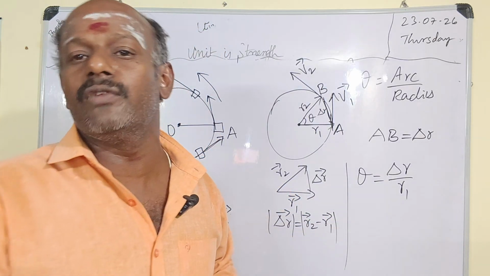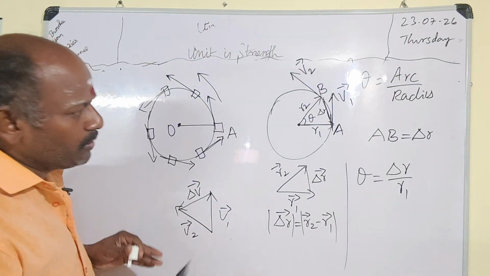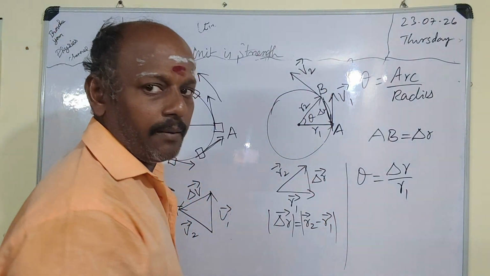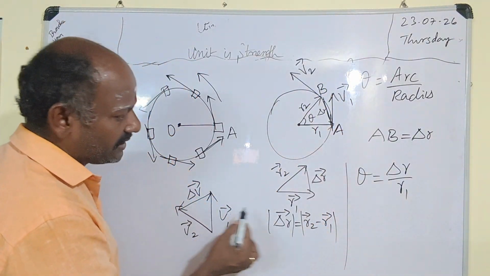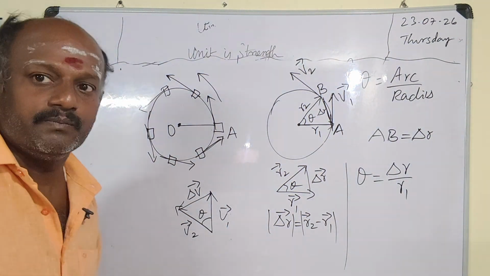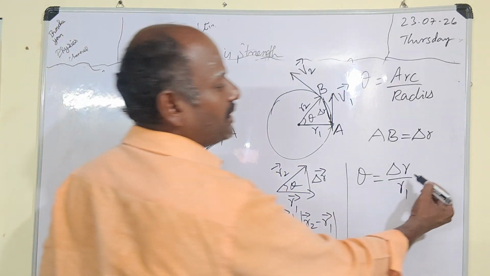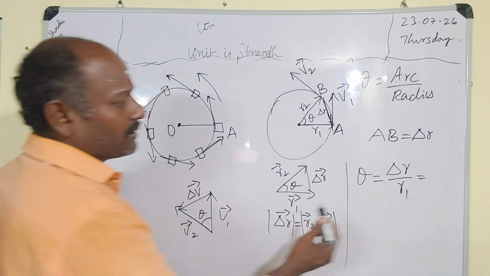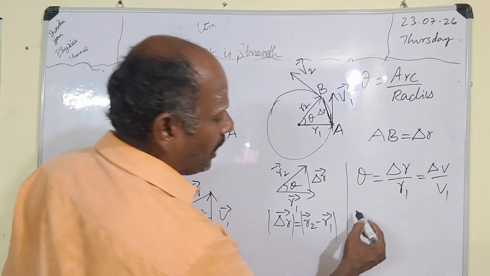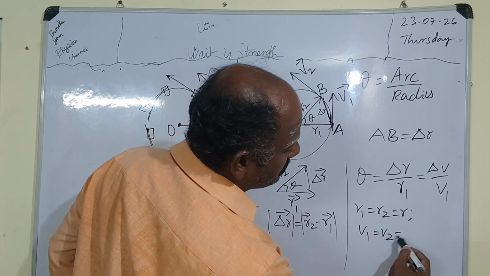So I understand that the change in velocity happens towards the center. Okay? And one more thing, here the angle subtended by these two vectors and these two vectors is the same. So this theta and this theta will be the same. I can say this theta is also the same. Earlier I wrote theta is equal to delta R by R1. Similarly, theta can be equal to delta V by V1. And of course, R1 is equal to R2 is equal to R. Similarly, V1 is equal to V2 is equal to V.